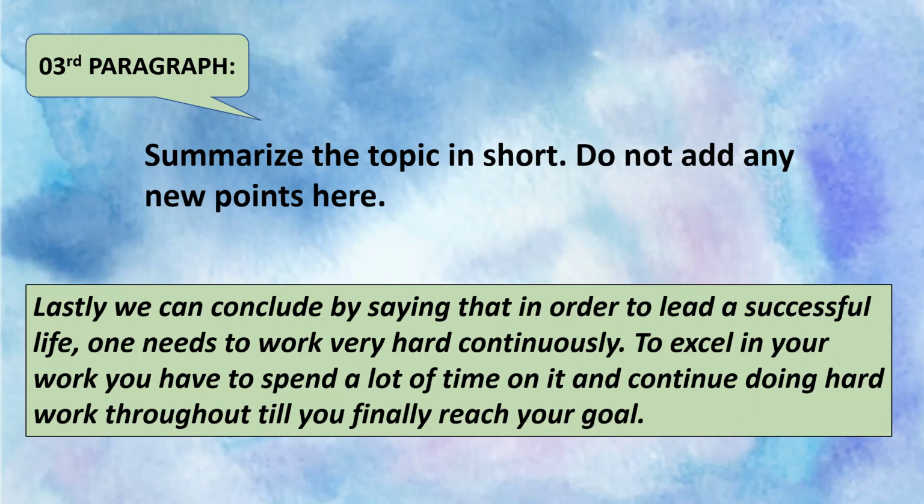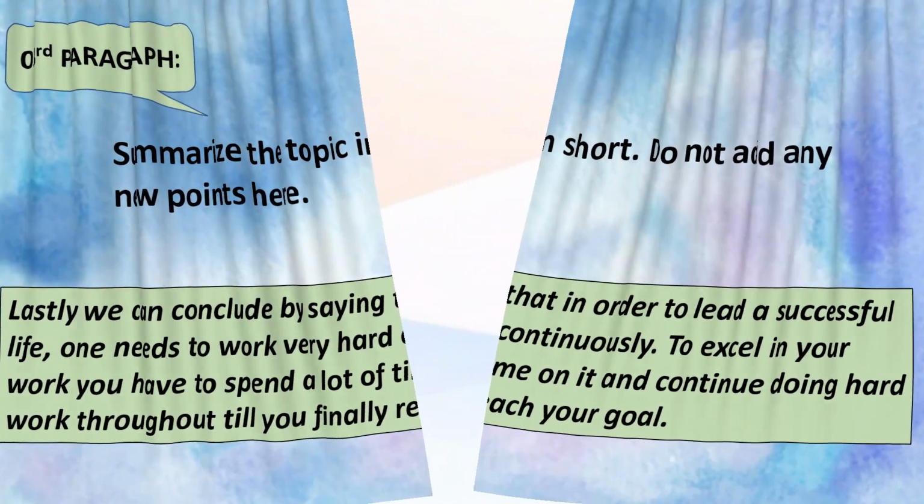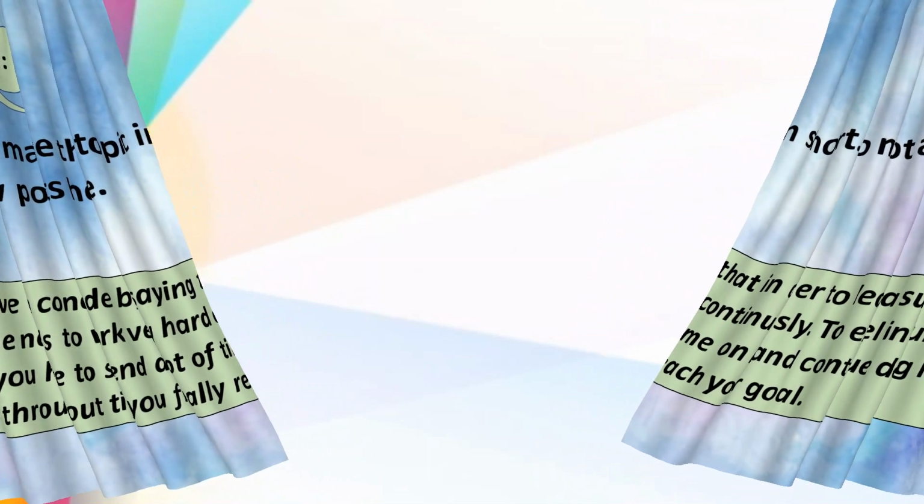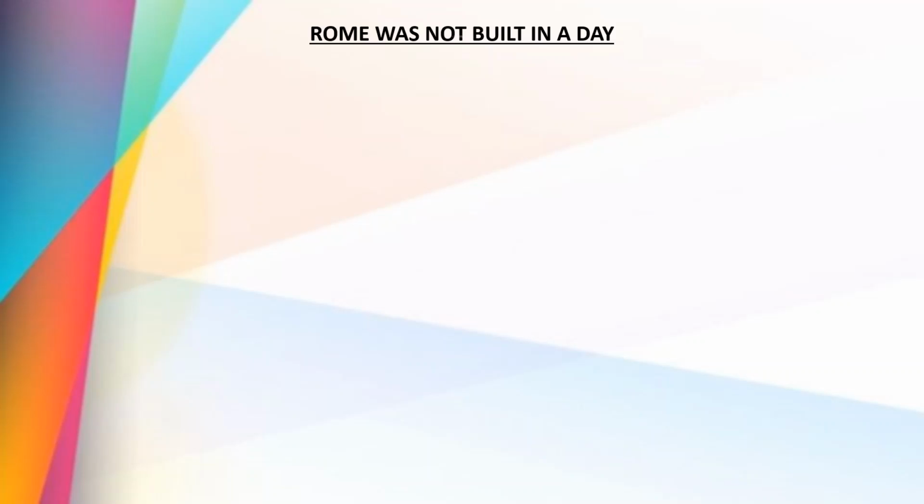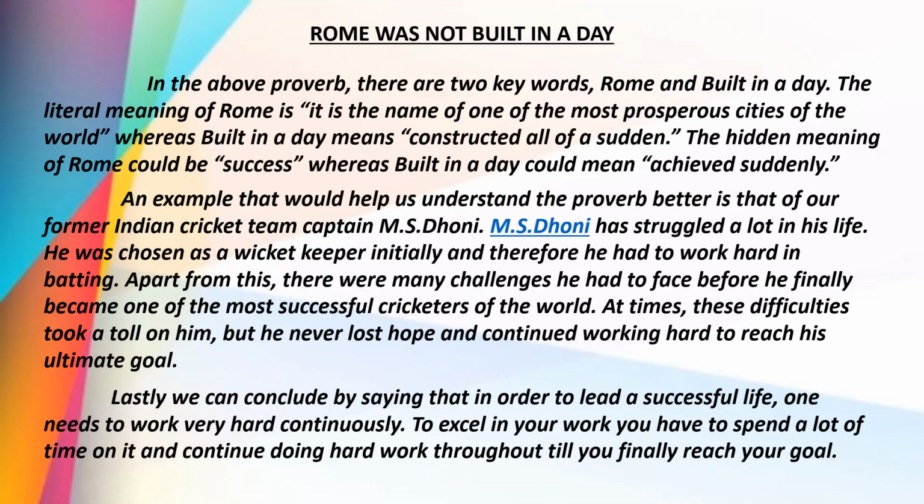So we have seen what has to be written in the first paragraph, second paragraph, and third paragraph. So now let us put all these paragraphs together and see the format of expansion. So here it is. The format was that when you start the expansion, the first thing you do is you write the title, the topic which is given to you at the top, at the very beginning of your page. So here at the top we have written the topic, Rome was not built in a day.